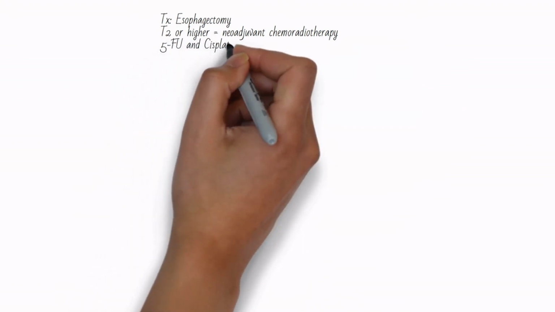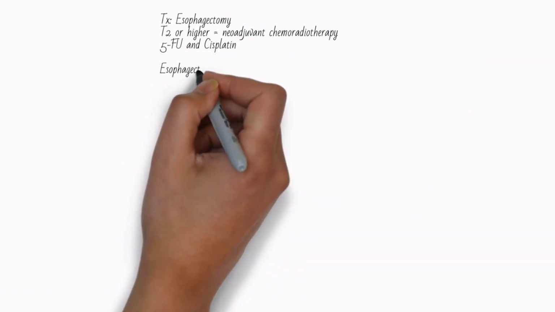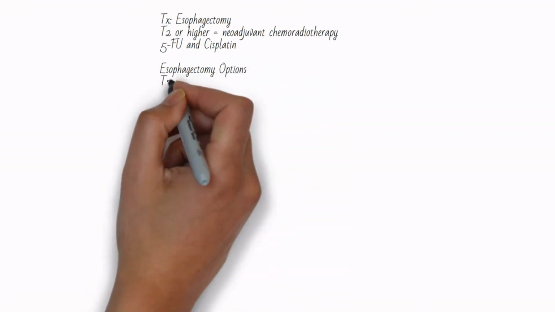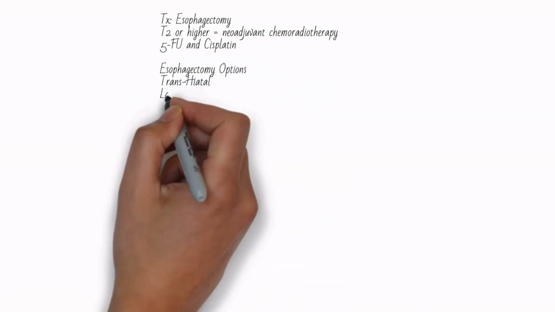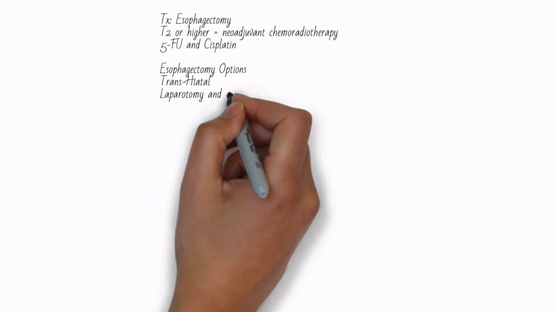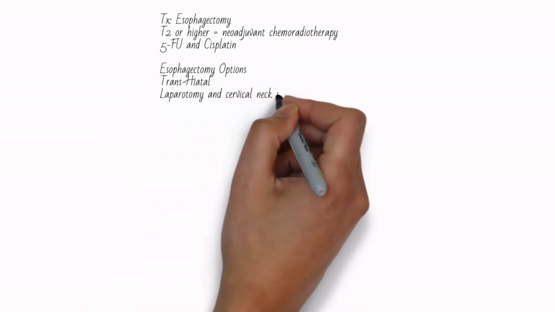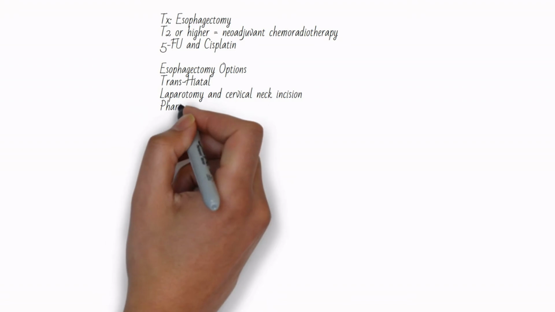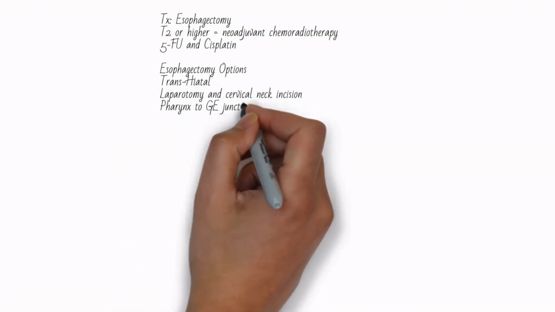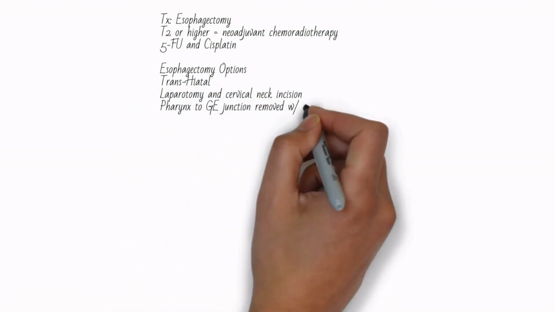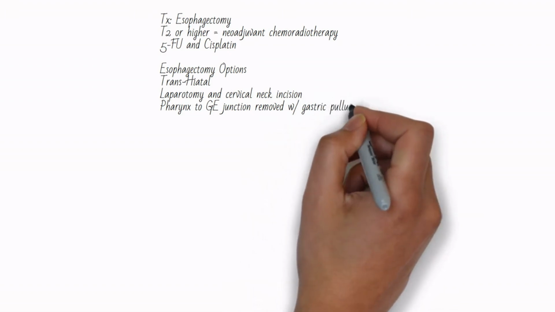There are three main options for esophagectomy: transhiatal, Ivor-Lewis, and transthoracic. Transhiatal requires a laparotomy to cross the diaphragmatic hiatus and a cervical neck incision. The esophagus is removed from the pharynx to GE junction, and the stomach is pulled up to the neck where the anastomosis is made. This is called gastric pull-up.